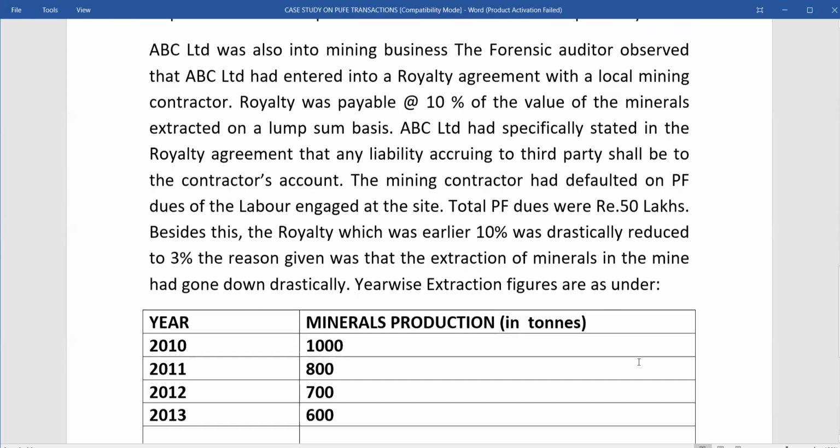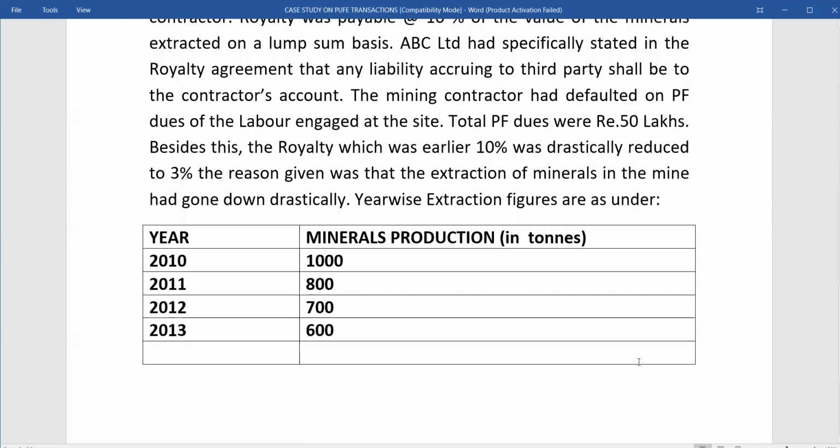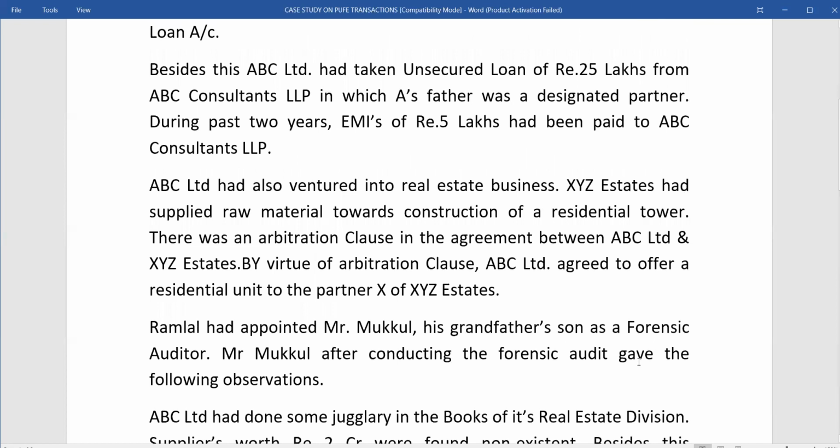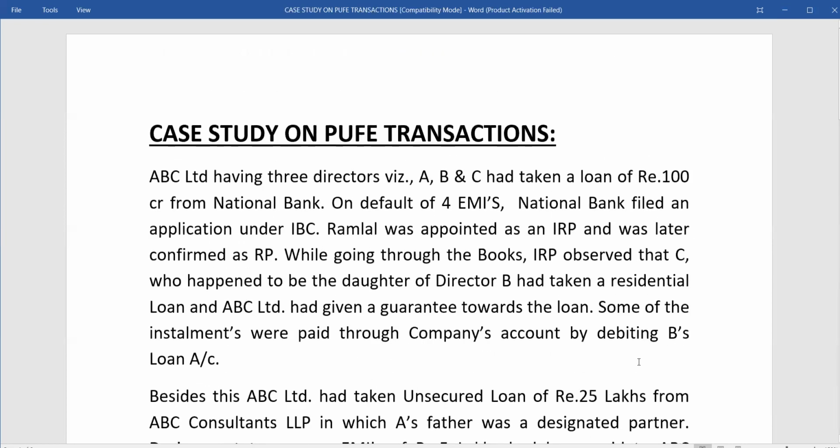So I'll share this case study also, and I'll post some questions also on this, and then you have to reply accordingly. Okay. So I think this was the session for today, and tomorrow we'll be starting with case studies on this relative party. Some of the case studies we have already seen, but we'll be dealing with 2 detailed case studies tomorrow on this PUFE transactions. Till then, any questions you can ask.